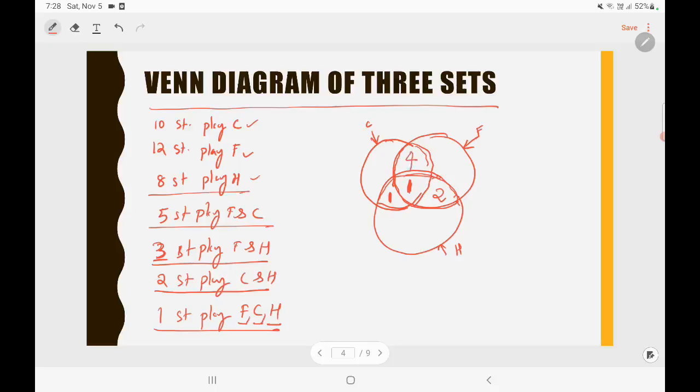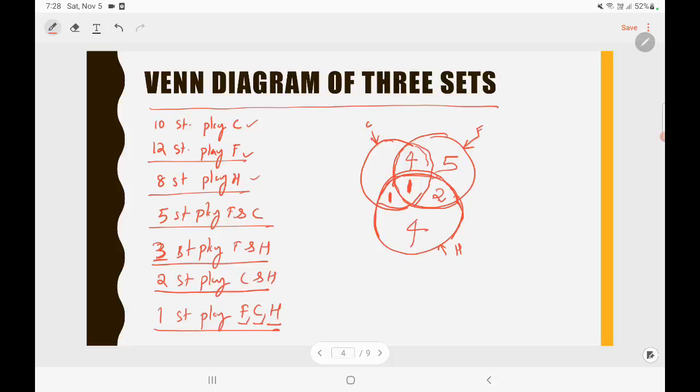Now 8 students play hockey. Total 8 students play hockey. That means inside this circle you should get 8. We have already written 1 plus 1 plus 2, that is 4 here. So 4 will come here. Then 12 students play football. We have already written in this circle 4 plus 1 plus 2, that is 7. So the remaining 5 will come here.